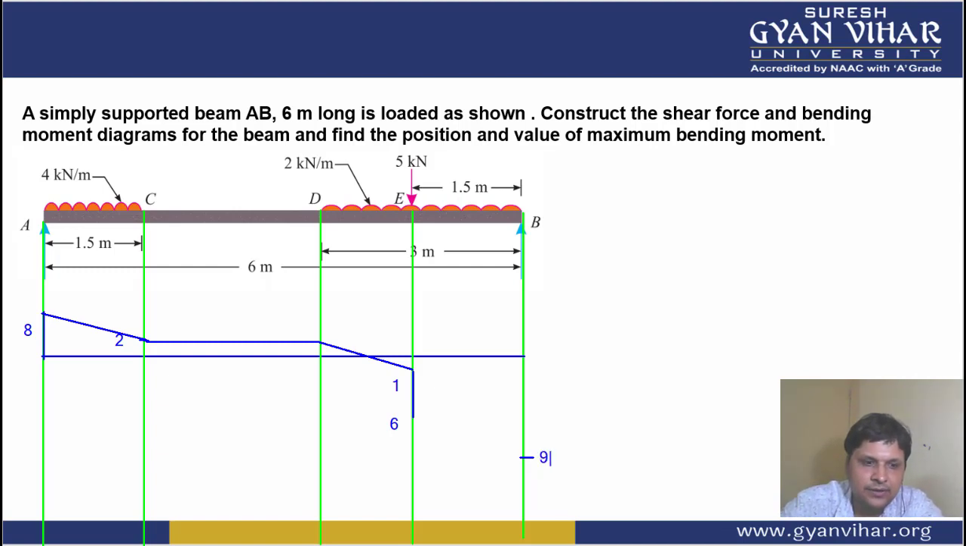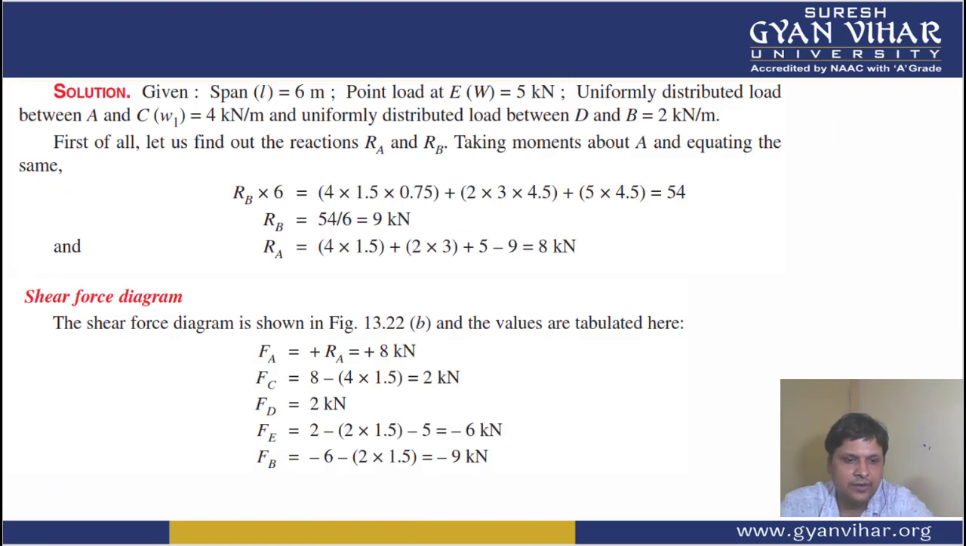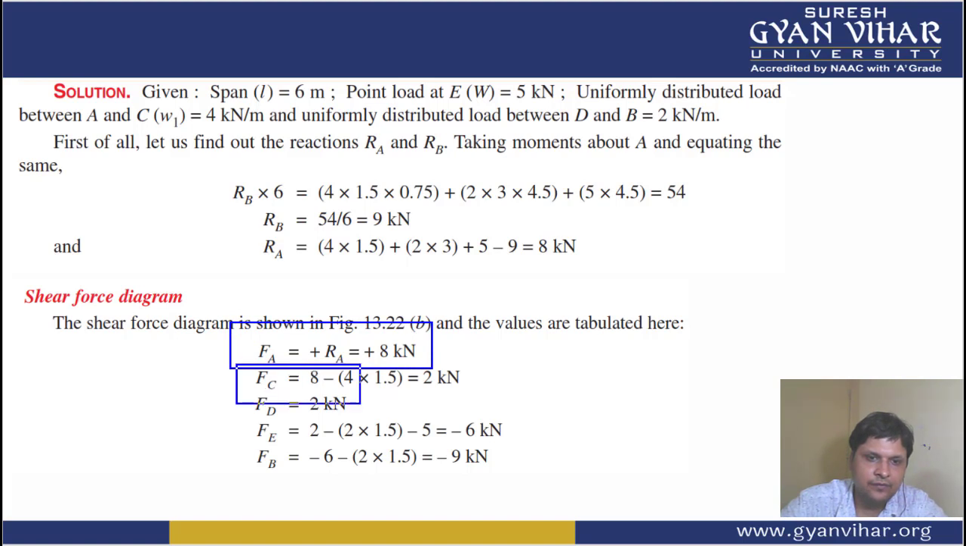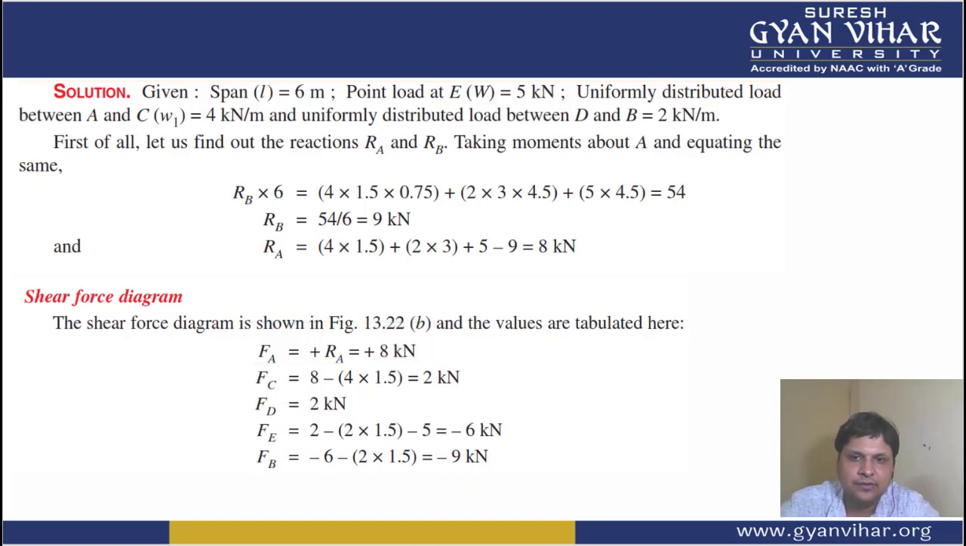So finally join it, students, finally join it in this way and you will get your diagram like this. This is the shear force diagram. Alright, so we can see in the calculation also we have calculated the shear force at A, then shear force at C is 2, then between C to D there was no load, it is again equal to 2, then at point E you have minus 6 kilonewton load, and then at point B you have minus 9 kilonewton load. So in this way we have drawn the shear force diagram.